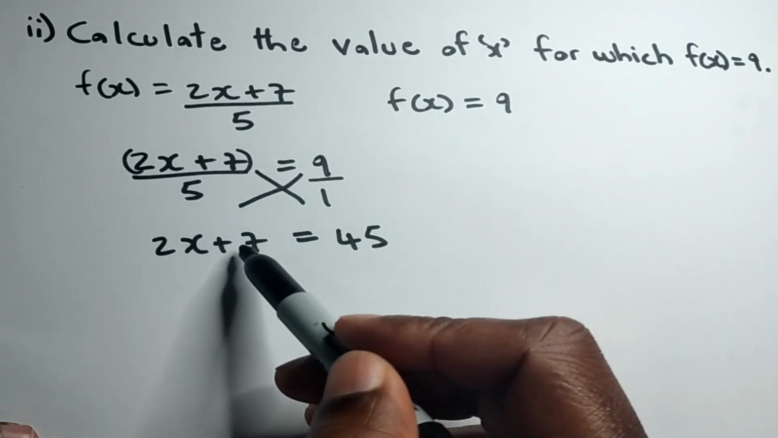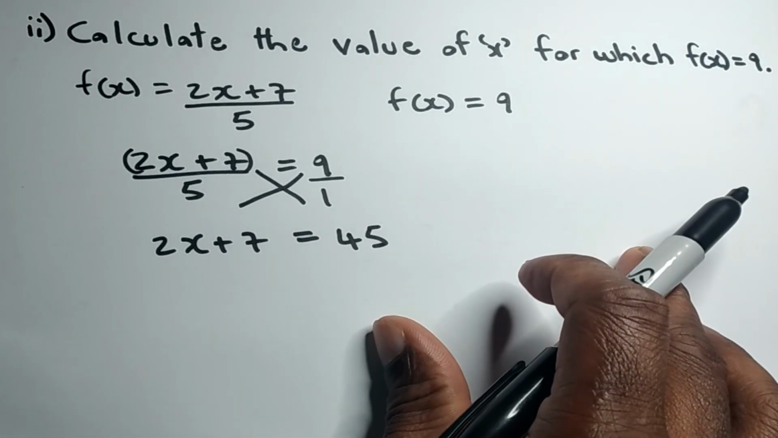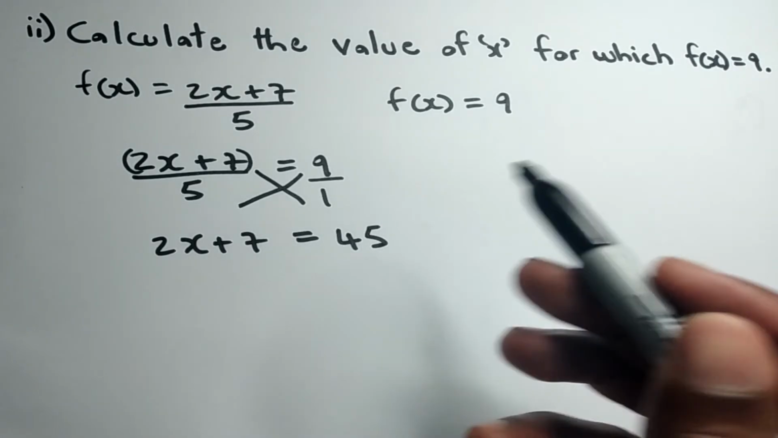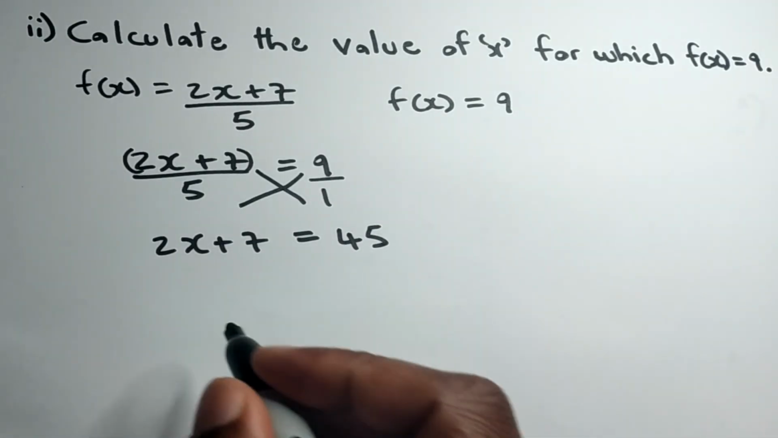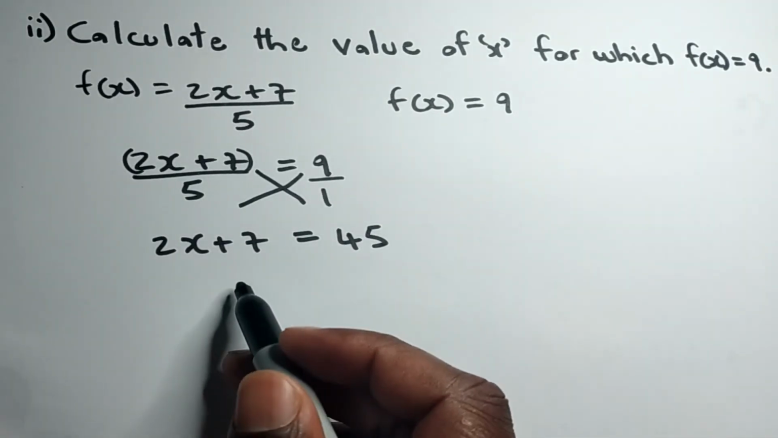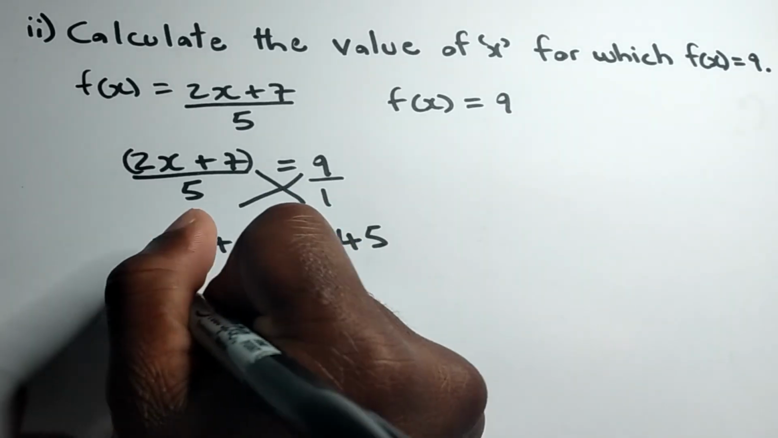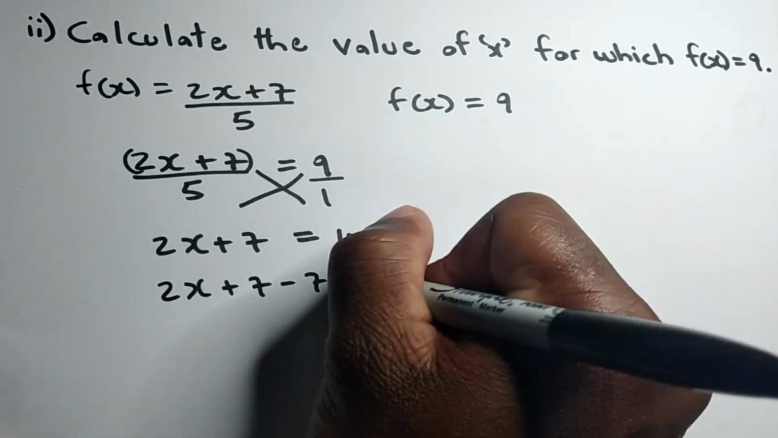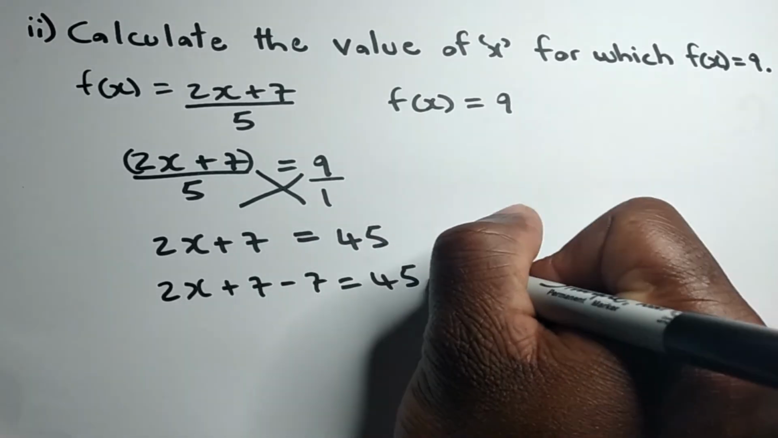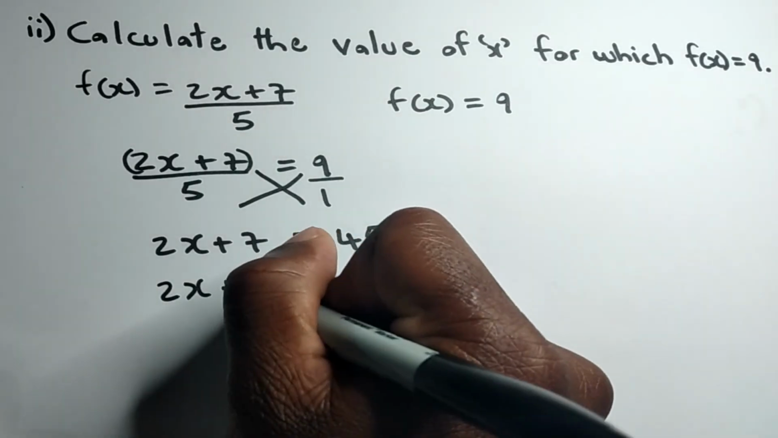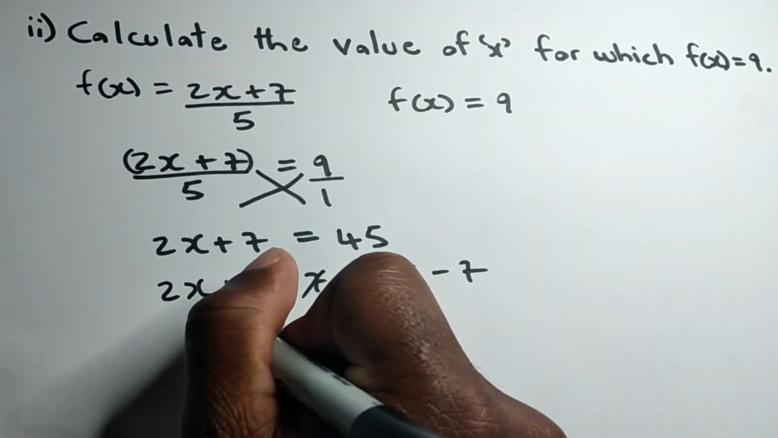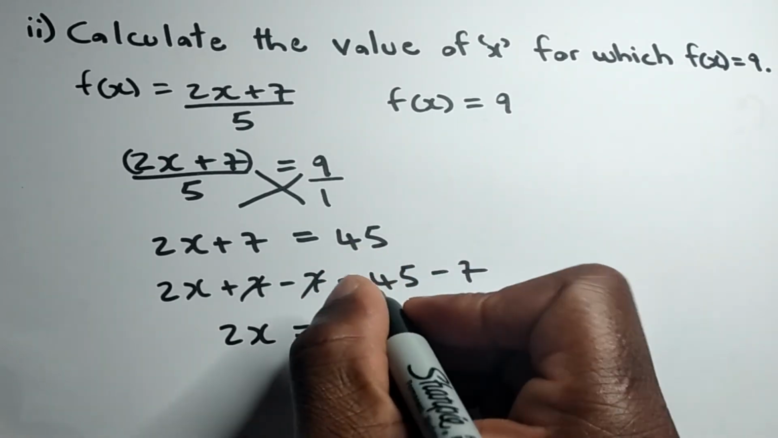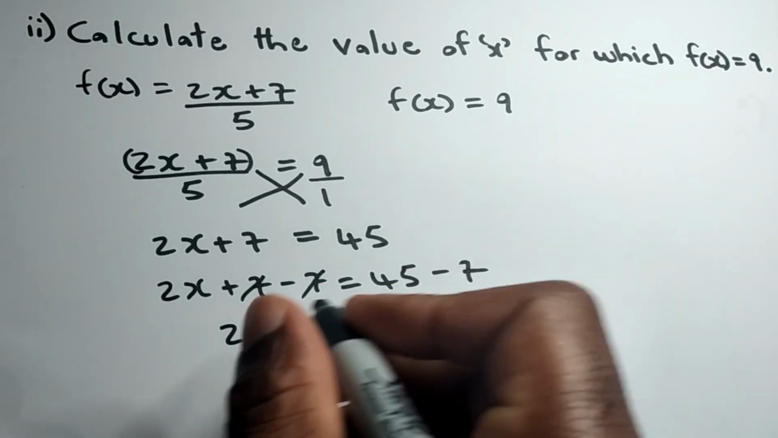Now we want to get rid of the 7. And again, when we are transposing, we do the opposite of the operation that is taking place to remove something, all right? And whatever we do to one side, we must do the same thing to the other side, all right? So what we want to do now is to remove this positive 7. So we'll be required to do the opposite of that, which is minus 7. So minus 7 on that side, we're required to minus 7 on this side also. 7 minus 7, these things cancel. We're left with 2x is equal to 45 minus 7, that's 38.